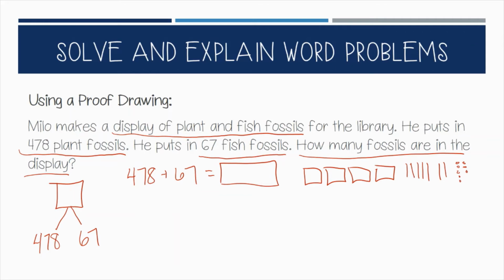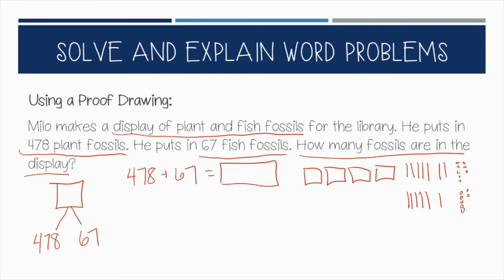Okay, now I need to draw 67. I'm going to draw 6 tens. I'm going to put them below my other tens so it's easier for me to see. And I have 7 ones. All right, now I can group my ones together and then my tens together and then my hundreds together to find the answer. So, do I have more than 10 ones?